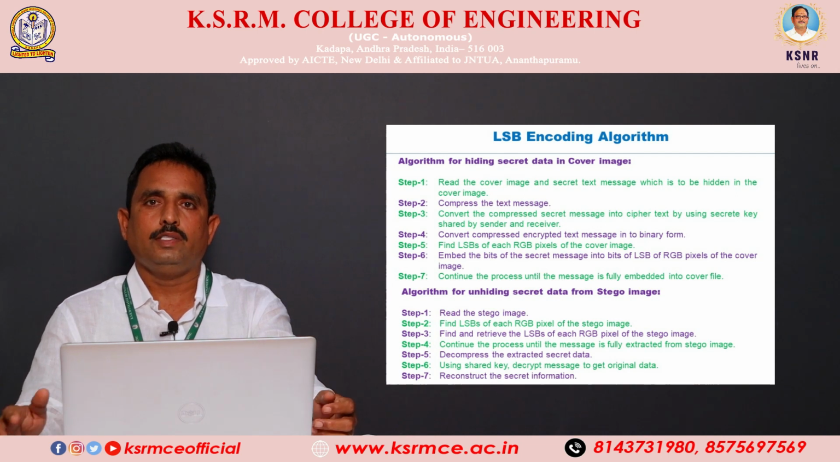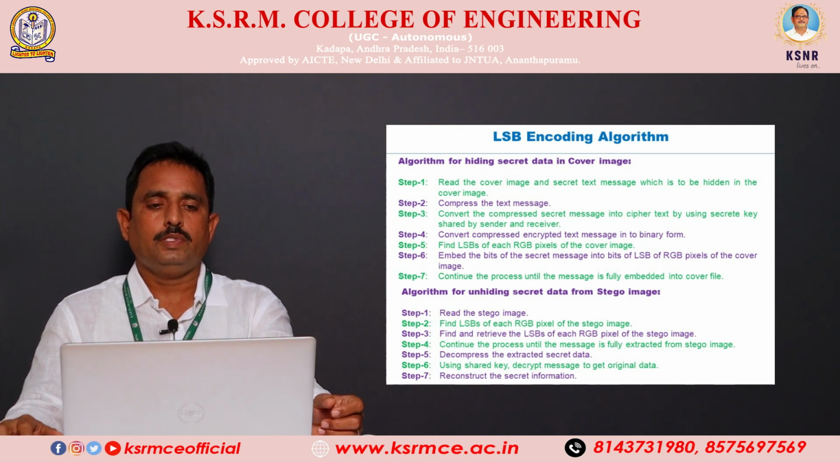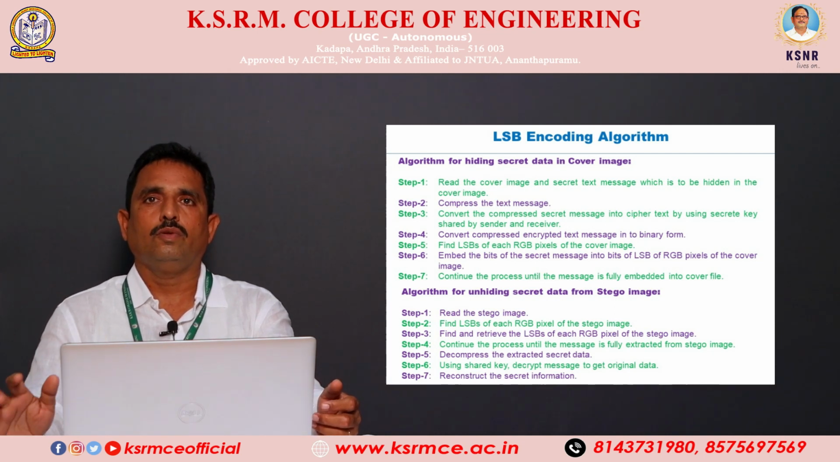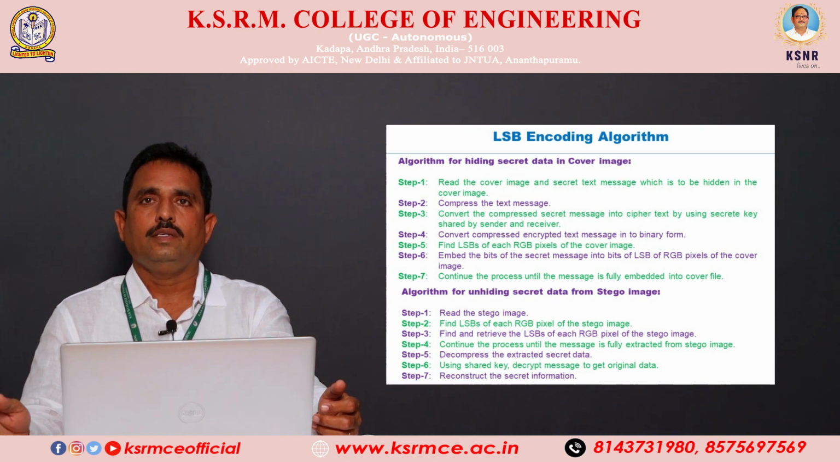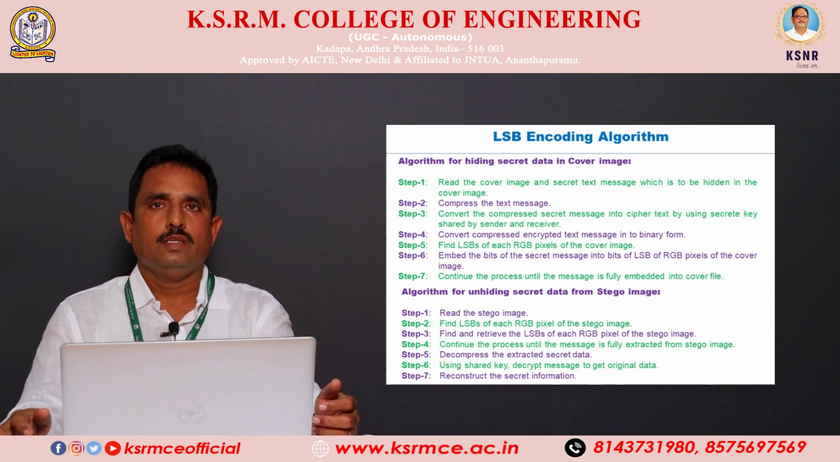The bits are replaced in the least significant bit position of the first byte. The first bit of the secret data is embedded at the first byte of the cover image. Next, step 7, continue the process until the message is fully embedded into the cover file. After n iterations, the entire secret data is embedded into the cover object. Finally we get a stego object. So the two inputs, cover image and secret data, go into the stego application, and the output is the stego object.